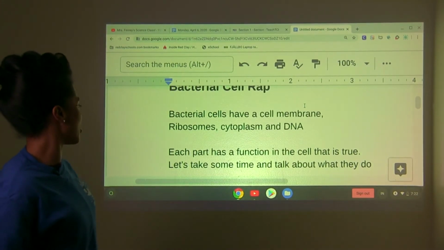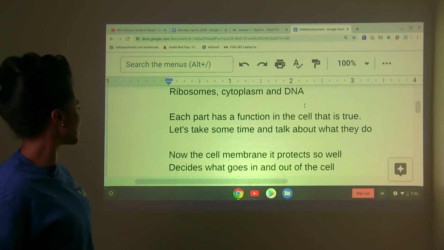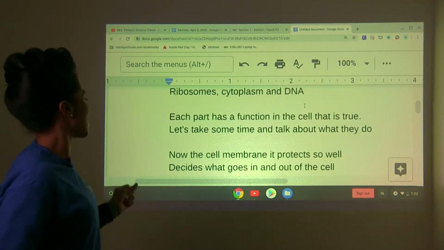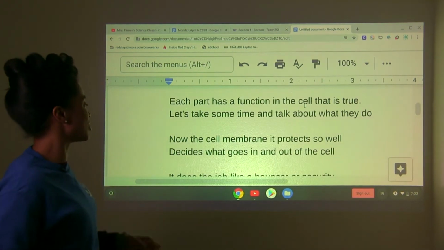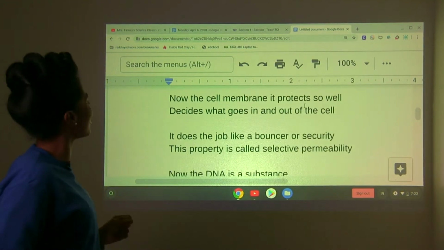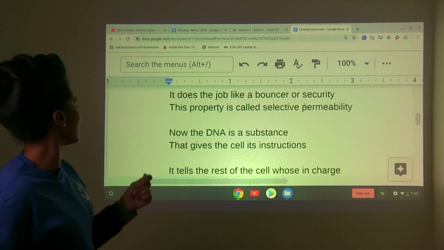Bacterial cells have a cell membrane, ribosome, cytoplasm, and DNA. Each part has a function in the cell, that is true. Let's take some time and talk about what they do. Now, the cell membrane, it protects so well. Decide what goes in and out of the cell. It does a job like a vessel or security. This property is called selective permeability.